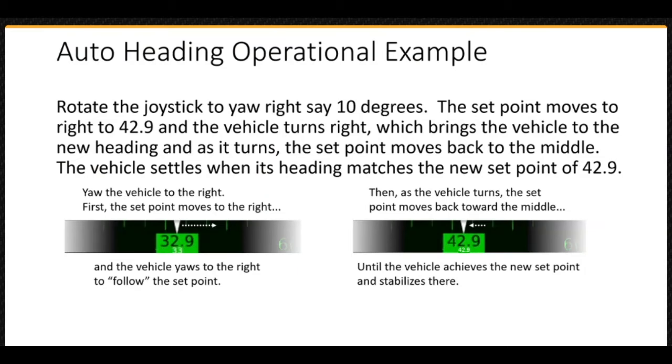Auto heading operational example. Rotate the joystick to your right, say 10 degrees. The set point moves to the right to 42.9, and the vehicle turns right, which brings the vehicle to the new heading. And as it turns, the set point moves back to the middle. The vehicle settles when its heading matches the new set point of 42.9. You can see this graphically in the two illustrations below.